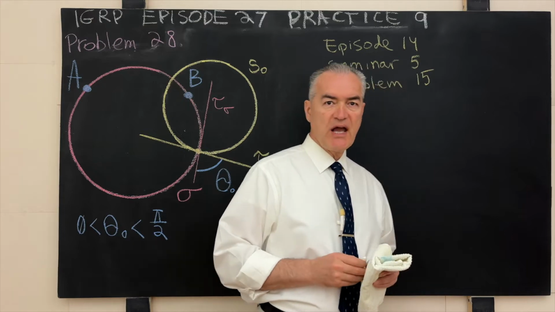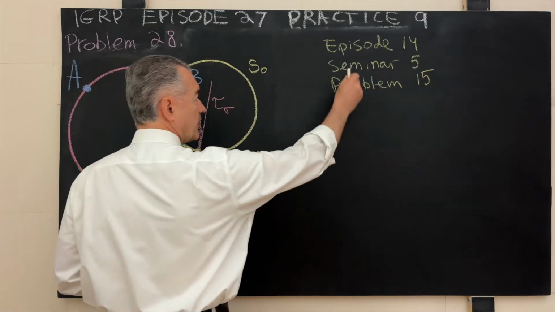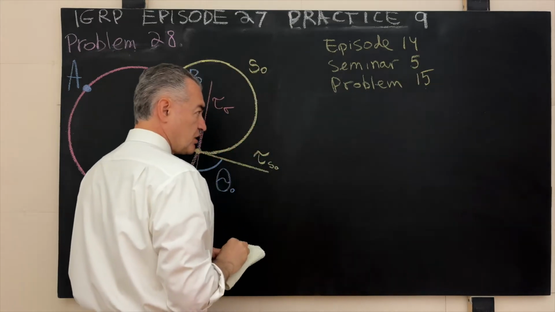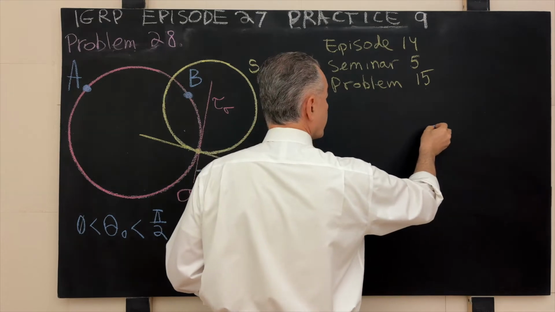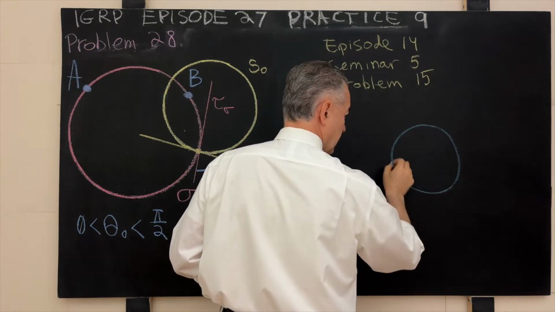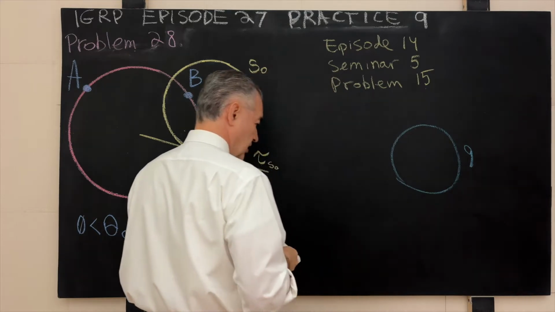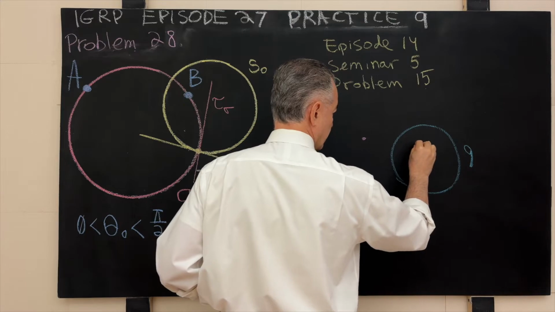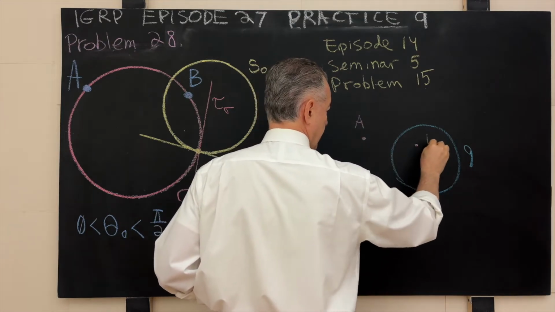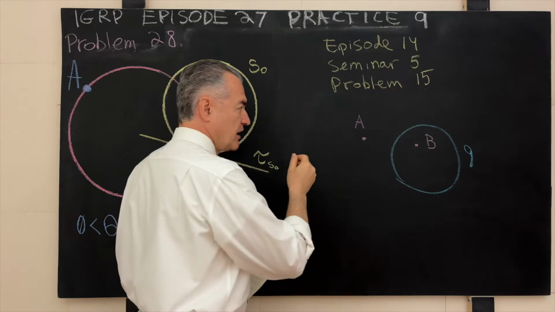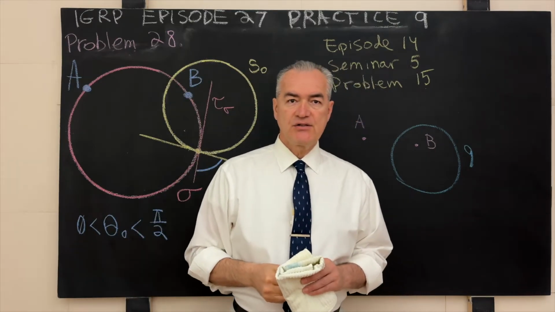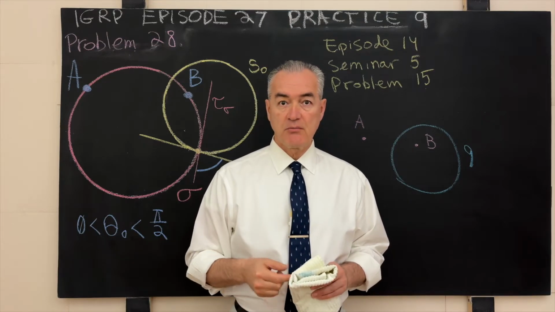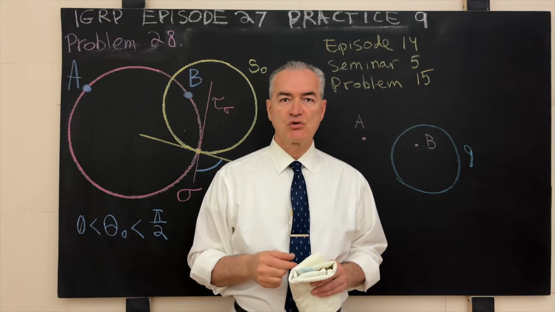That is correct. We have seen this type of a problem before in episode 14, seminar 5, problem 15. We were asked to construct a circle that was orthogonal to a given circle, let's say Q, and that passes through two given coplanar and fixed points A and B. And as a friendly reminder, here is what a professionally made construction for the solution of this problem by me using the free software called GeoGebra looked like.